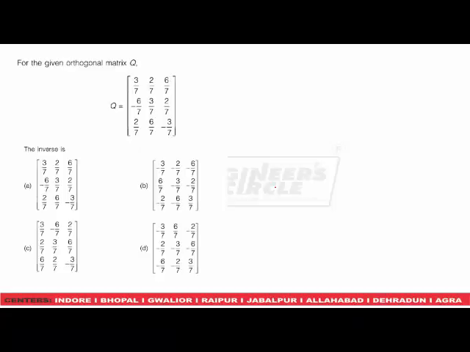Now we are moving towards the mathematics section. For the given orthogonal matrix Q, the inverse is. Now it is a direct question because it is given that the matrix is orthogonal, and for an orthogonal matrix the inverse is equal to the transpose of the matrix. So we have to just transpose the values. So our inverse matrix will be equal to the transposed matrix.